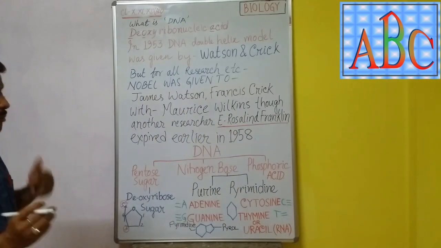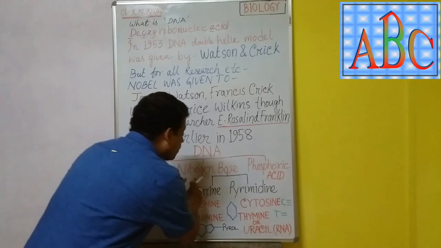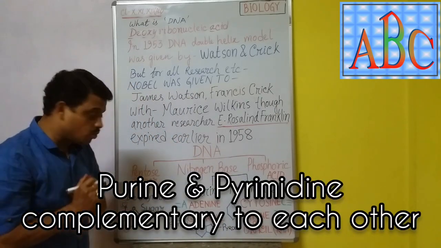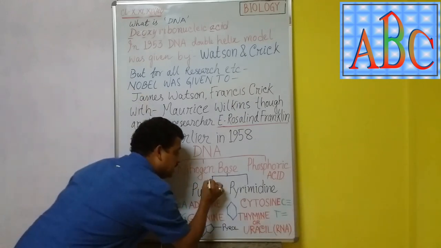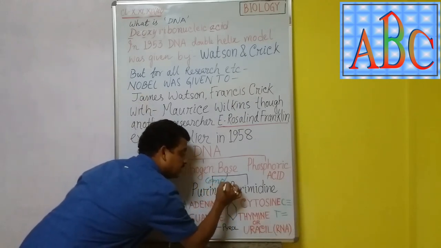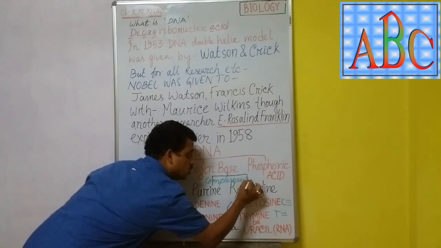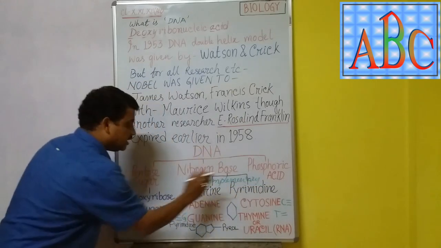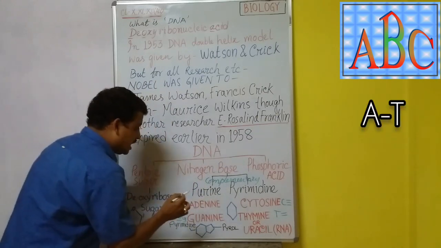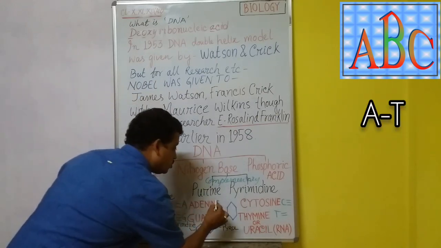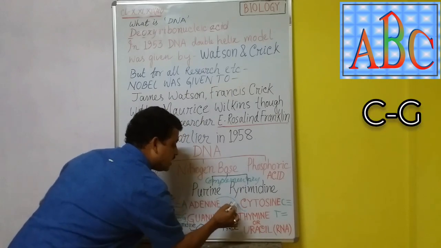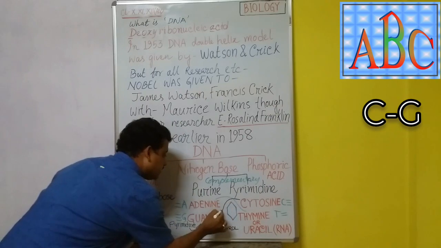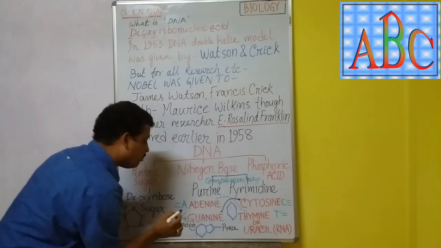So whenever there is bonding between two things, purine and pyrimidine, they are complementary to each other. Without purine, pyrimidine cannot work, or without pyrimidine, purine cannot work. Actually, adenine is always linked to thymine, and cytosine is always linked to guanine. This is the sequence due to their bond matching.